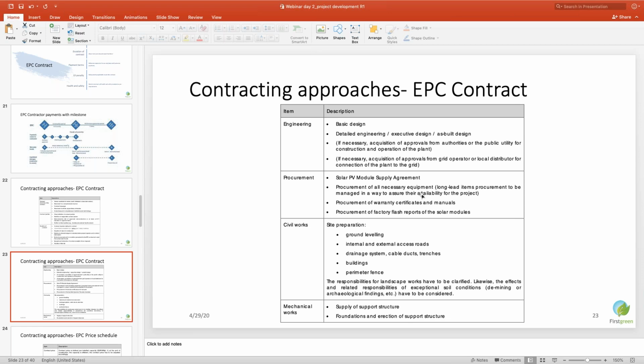You can create multiple EPC contracts to a single party, like you are providing a supply contract, service contract, and civil contract, because each contract will have different tax conditions. So typically, the supply contract for modules will attract 5% VAT. So accordingly, it is defined.